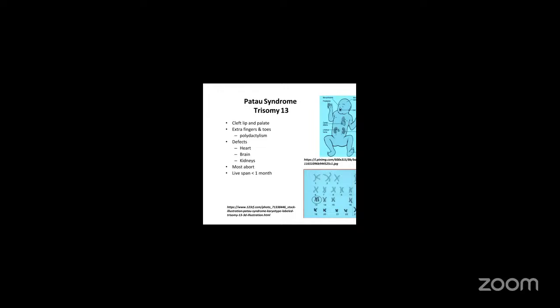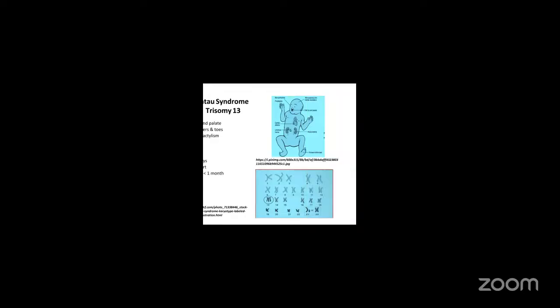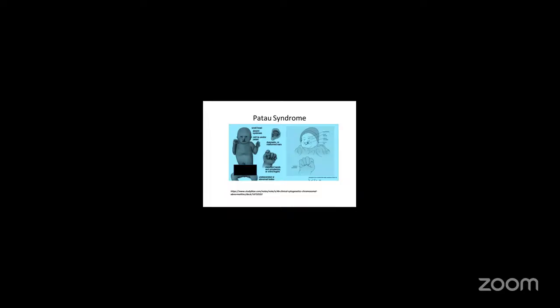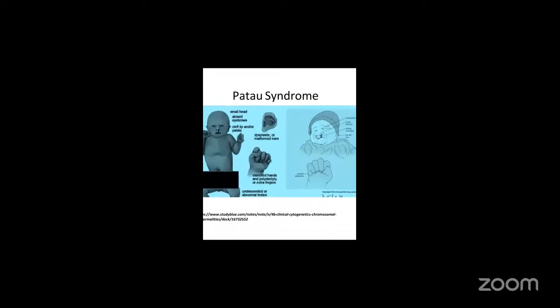Defects also include problems in the heart, brain, and kidneys, and mostly they are very short, and the lifespan is less than 1 month. Less than 1 month means they don't live for a longer duration with Patau syndrome, trisomy 13. Whereas Down syndrome is not that lethal, here it is lethal. This is Patau syndrome. See here.